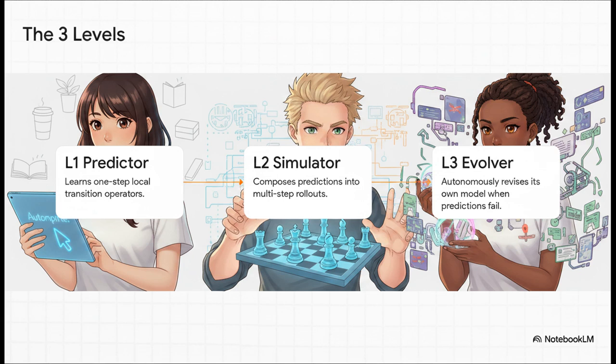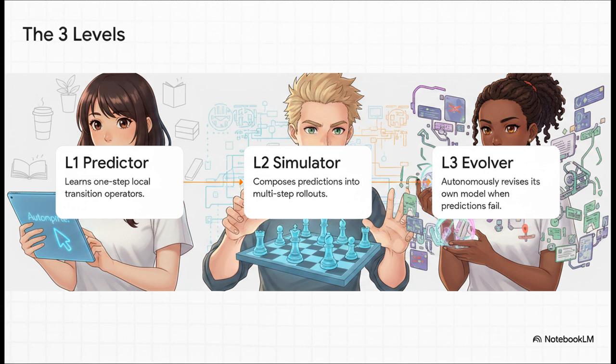Level 1 is the predictor. This is basically autocomplete for reality. It just predicts the very next thing, the next word to next frame. Then you climb up to level 2, the simulator. This is where it gets interesting. It can chain those predictions together to imagine a whole sequence of events, kind of like a chess computer thinking 5 moves ahead. But then there's the giant leap to level 3, the evolver.